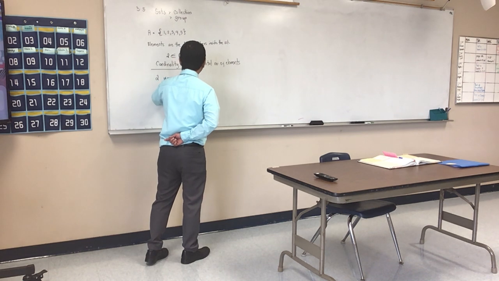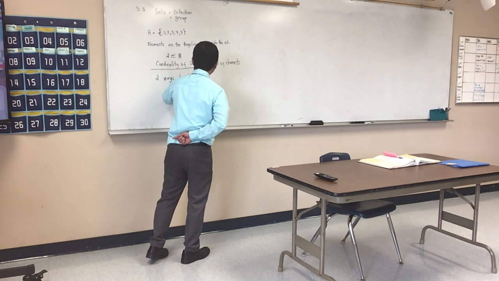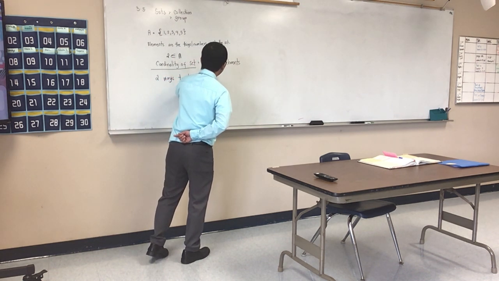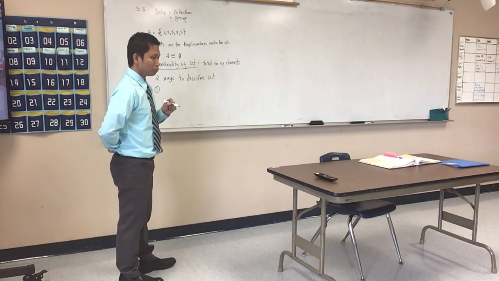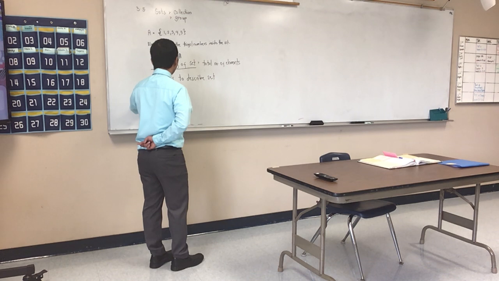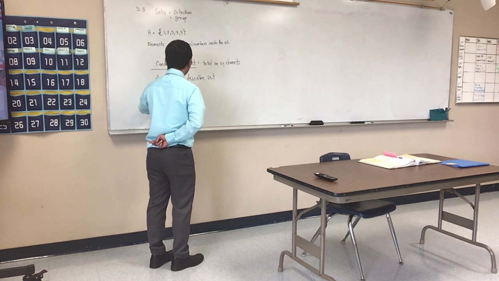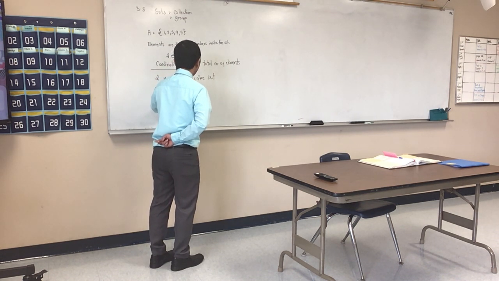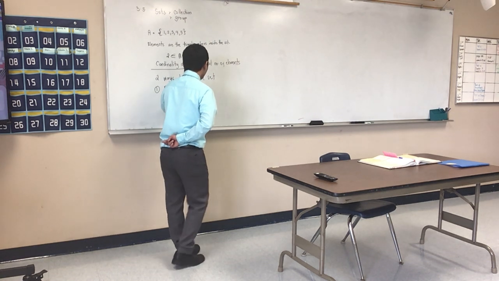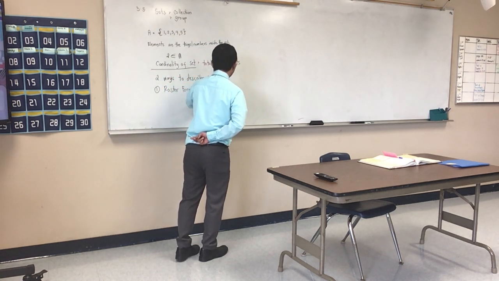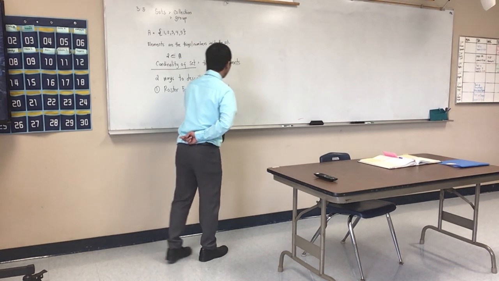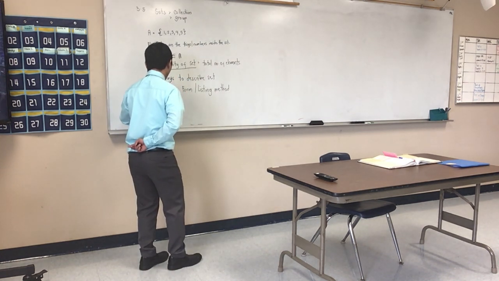We have two ways to describe or to write a set. The first one, what's the first one, Nandi? Roster form. Okay, we have the roster form, or sometimes it is called the listing method. And the second one is the set builder notation.